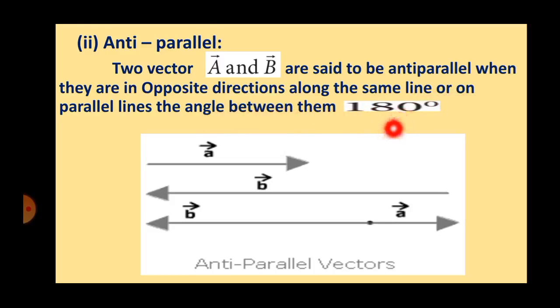Now listen, unlike vector: this is A vector and B vector. Both are of different magnitude, opposite in direction. So this is an unlike vector. And one more vector, opposite vector: the vectors of same magnitude but opposite in direction. These are opposite vectors.